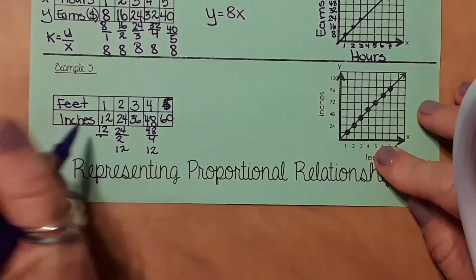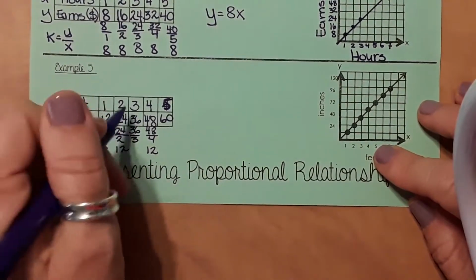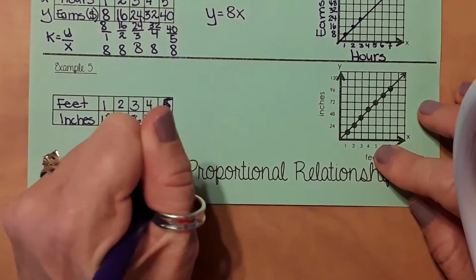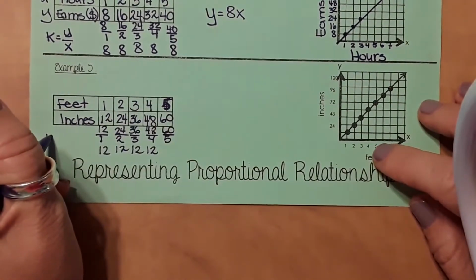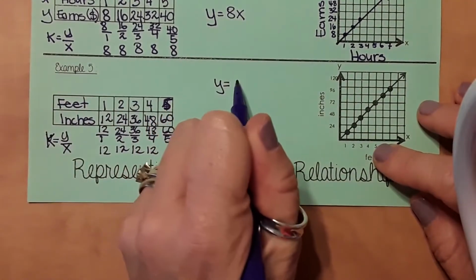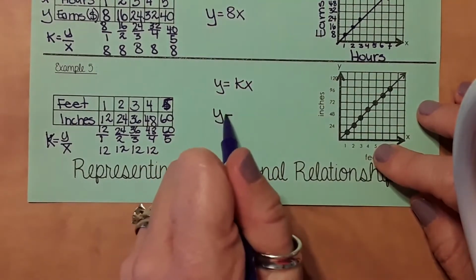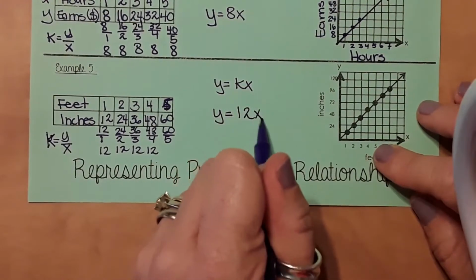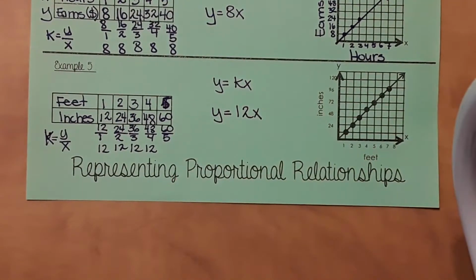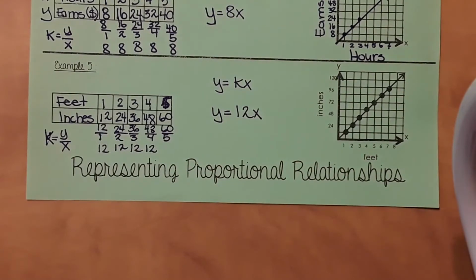So 12 over 1 is my ratio. My constant is 12. 36 over 3 is 12, and 60 over 5. Remember, it's k equals y over x. For my equation, I'm just going to replace my constant into the equation, so it's y equals 12x. All right, so I hope that you understand how we can represent proportional relationships by looking at tables, an equation, or a graph. Glue this in on your IMN on page 28.